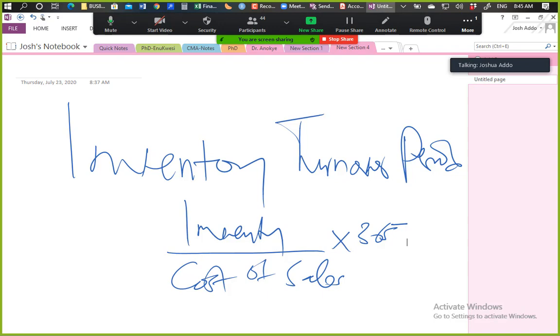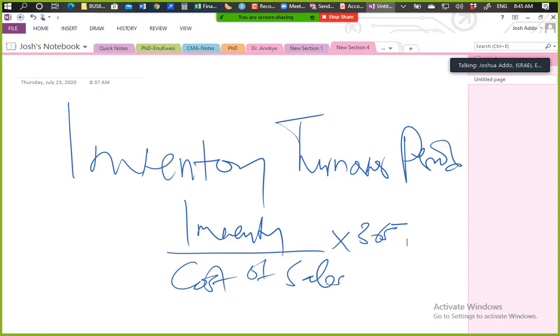It will not be specific if I say inventory turnover period, because someone can use average inventory and another person can use closing inventory. So the question will be more specific, whether average inventory turnover period or closing inventory turnover period. So please, if the question is specific, do that specific thing. We are calculating closing inventory. So closing inventory turnover period. It is the closing inventory divided by cost of sales.